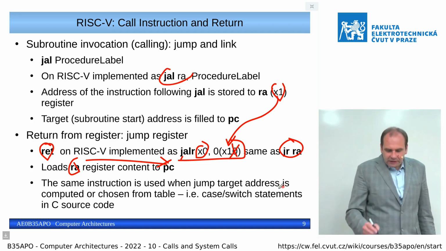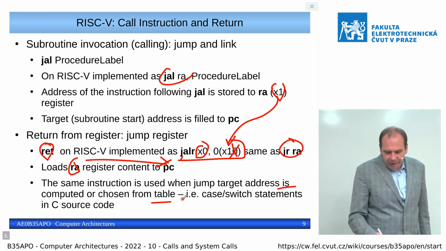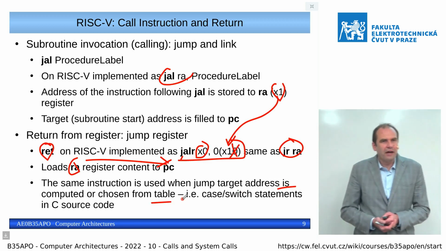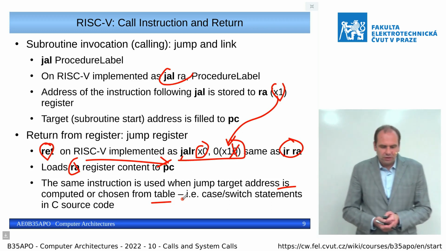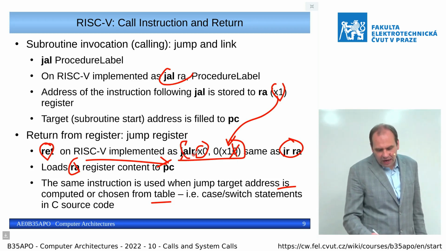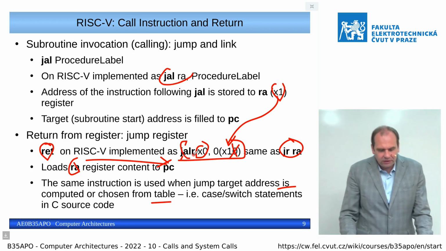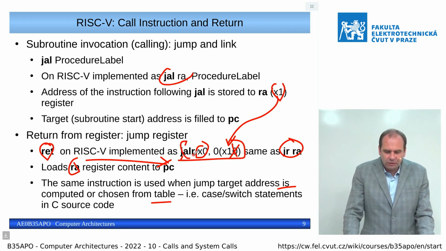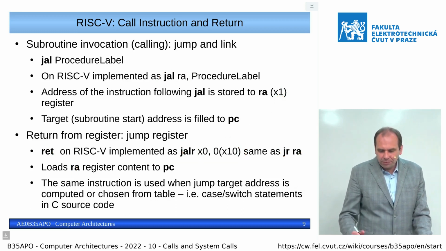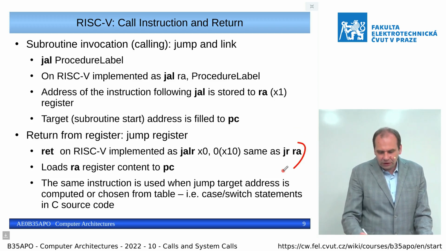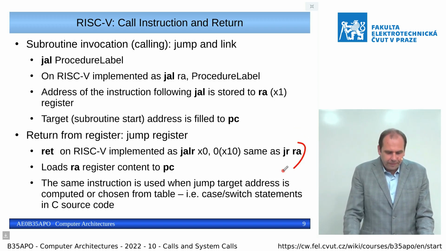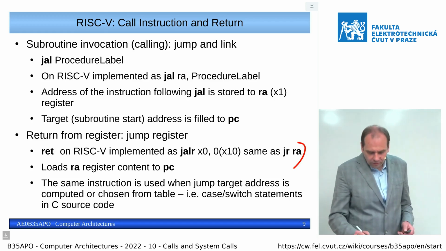The same instruction can be used even to implement some branches, case tables, and so on. So those instructions are defined, and on RISC-V they are really defined to be generic. So it is possible to build many different structures and control structures from those instructions. Anyway.